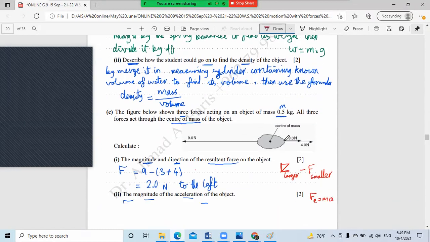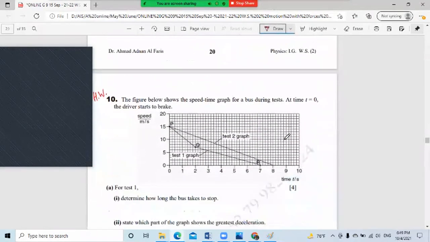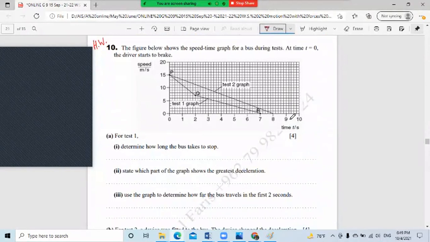Question number 9, we did it last time. Question number 10 was homework.